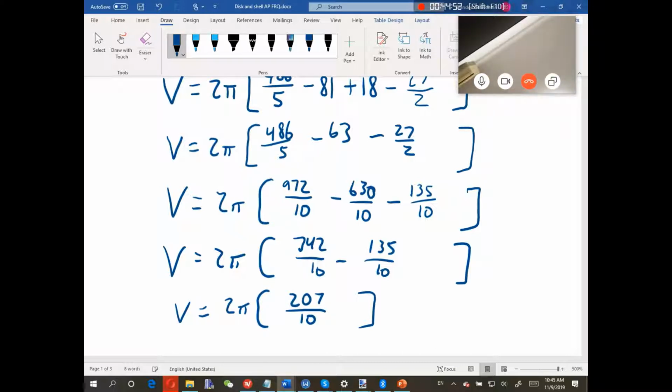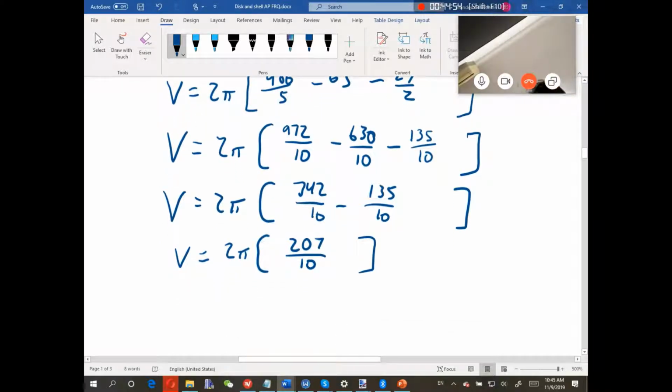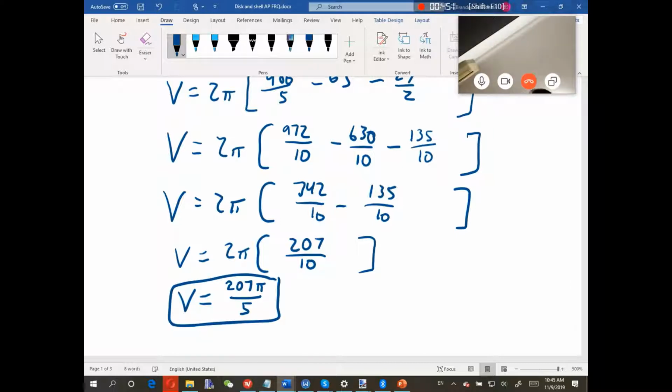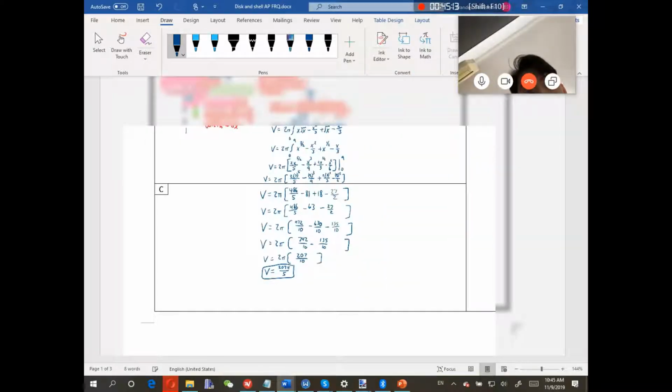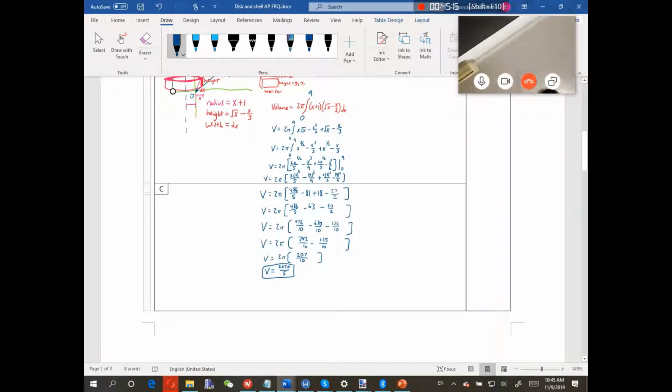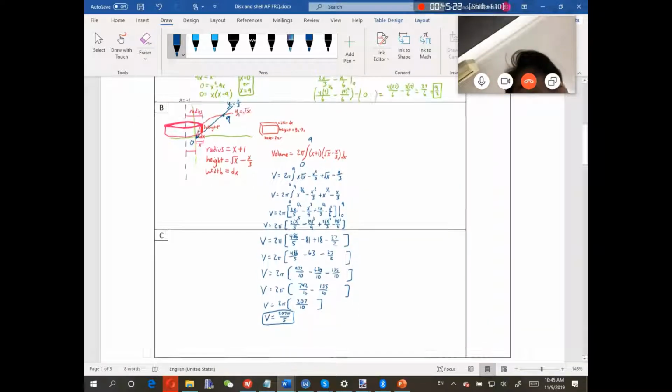$207, okay. And then the last step, this 2 and the 10 can cancel. So my final answer is going to be what? It's perfect. Okay. I kind of ran into my C space down here, but any questions on how we got the volume?